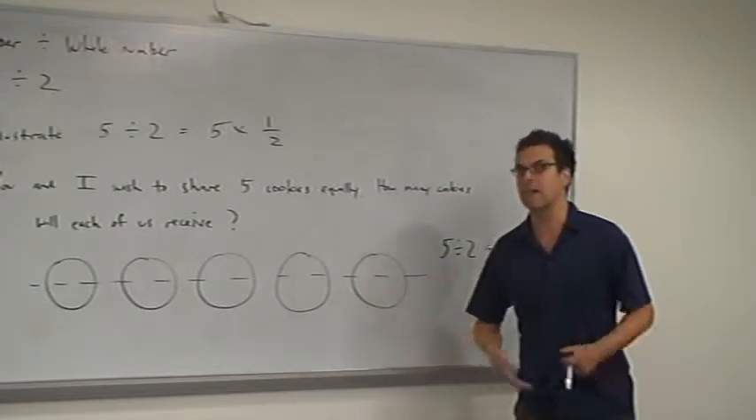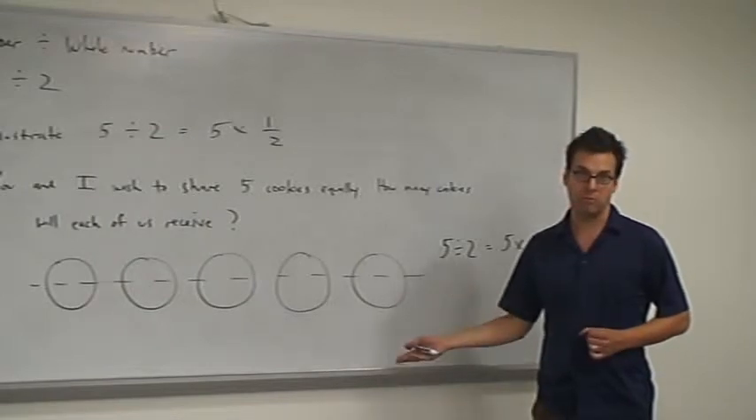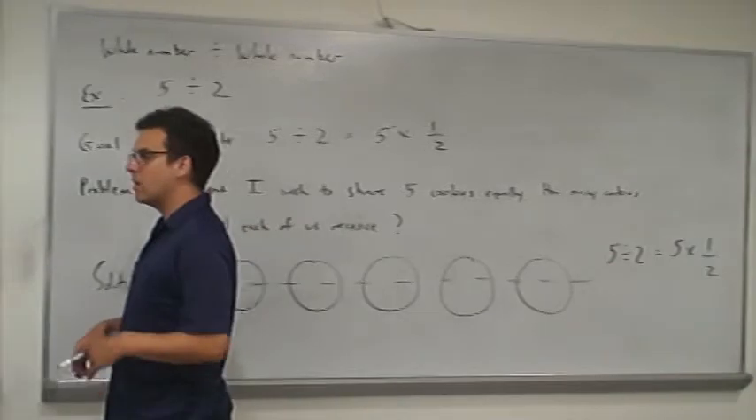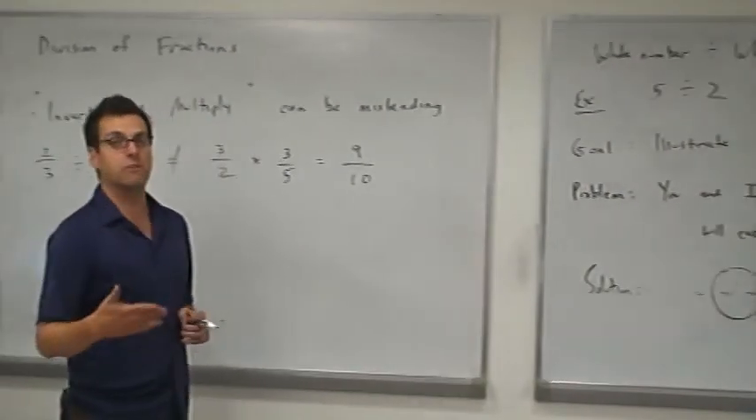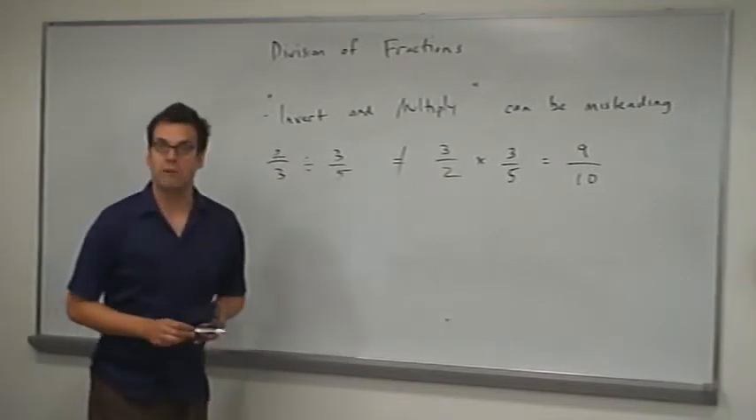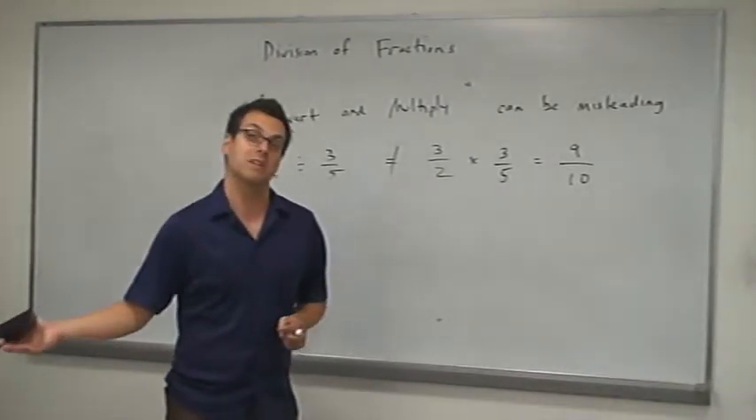So for example, in this case, 5 divided by 2 is equivalent to 5 times 1/2. Okay. Now, this isn't enough, unfortunately, because there are different types of fraction division problems that are going to come up. So this, frankly, doesn't even look like a fraction division problem. It's a whole number divided by a whole number problem that ends up having a fraction as an answer.